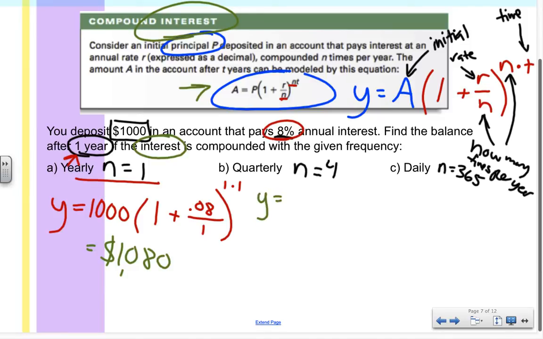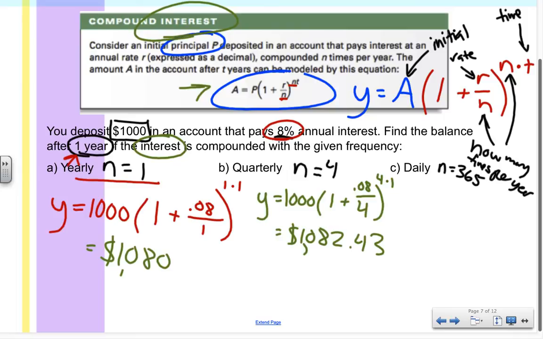I'm going to plug everything in the same. 1,000 still my initial amount. 1 still goes here. I'm gaining interest. My rate is still 0.08. Now, I'm doing this quarterly, so my n value is 4. That's how many times per year I'm accumulating the interest. Now, in the top up here, n times t would be 4 times 1, because 4 is my number n, how many times I'm compounding per year, and then 1 is the time. So I'm going to plug all that in my calculator, and we're in 2 decimal places, we're talking about money here, so we should get $1,082.43.